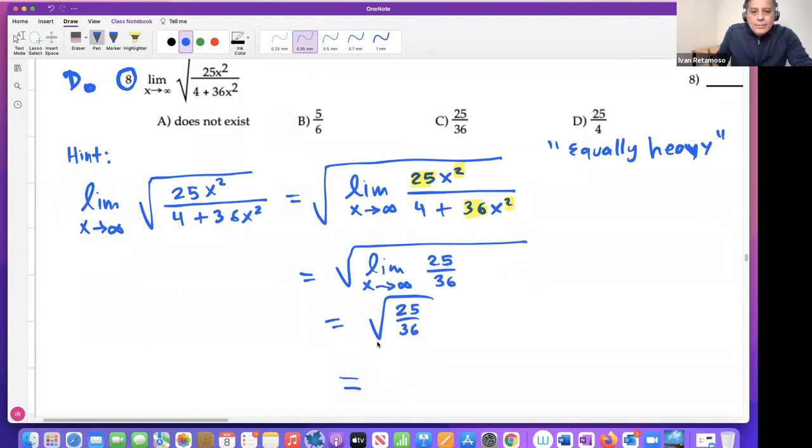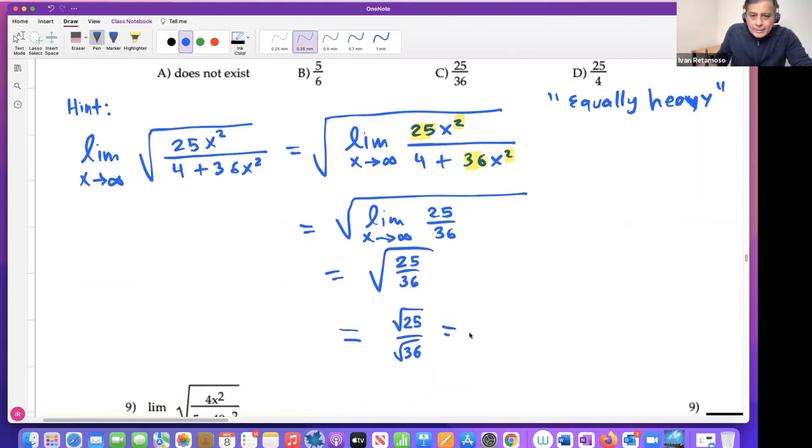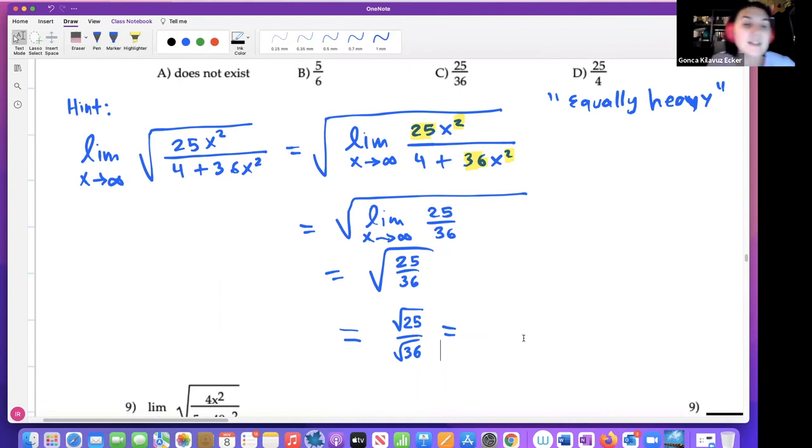But how do you take the square root of a fraction? Turns out you can distribute the radicals. Does it work, Konya? No. What is this? It's 5 over 6. There you go. Oh, and then look back, right? Yeah, it got a little tricky. I get it now.